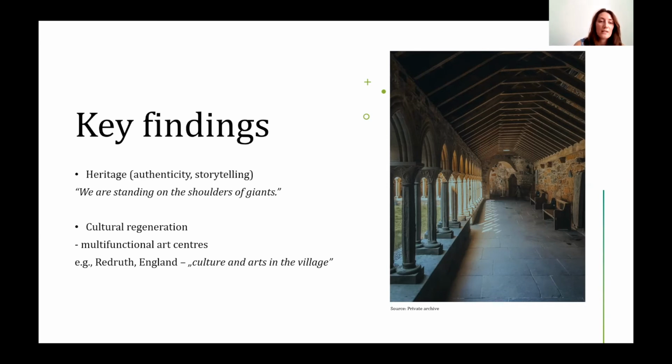Another key finding was about cultural regeneration, which could be a topic in itself, but it showed how culture and arts in a village can be established by creating multifunctional art centers, or by using old buildings, such as, for example, in Redwood in England, where the old school is used as an art center.